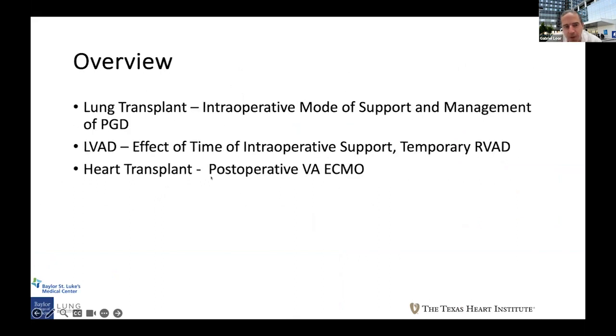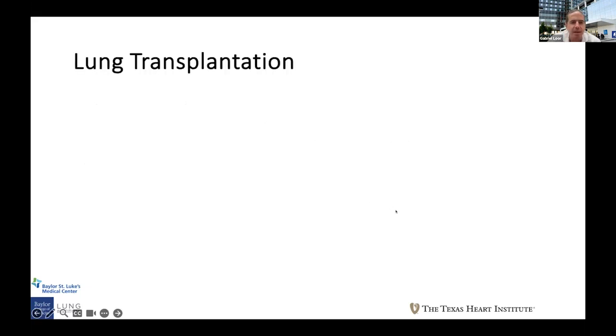By way of overview, we're going to talk about lung transplant first and look at how the intraoperative mode of support is handled, as well as the management of PGD, which are the two most relevant areas right now that are front and center in many of our programs. LVAD, we'll talk a bit about the effects of support, and obviously you more often than not need some support for LVAD, but we'll discuss at least the implications of that and temporary RVAD support afterwards. And then during the heart transplant, the threshold for using postoperative VA ECMO. I think intraoperatively, there's really not many other options other than cardiopulmonary bypass.